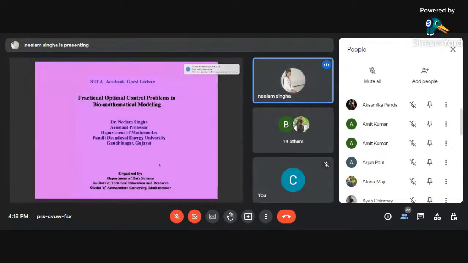So today I'm here to discuss some part of my research work, and I have chosen a very interesting problem: applications in real world problems. To be very specific, I'll be focusing on some cancer models which can be solved with the assistance of fractional calculus tools. The title of my presentation today is Fractional Optimal Control Problems in Biomathematical Modeling. How can we use mathematical models to solve cancer problems or similar real world problems?